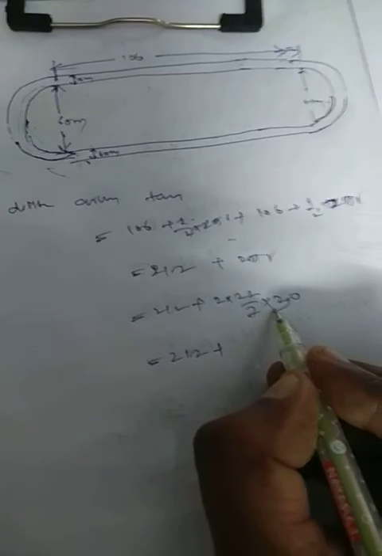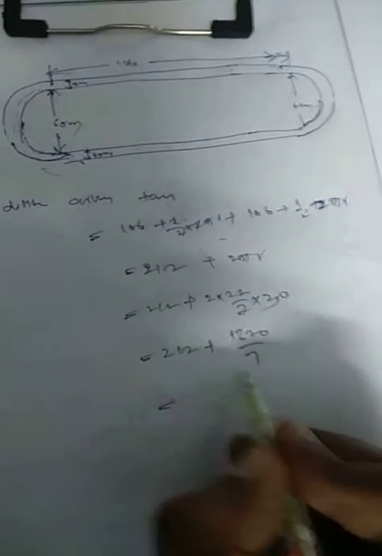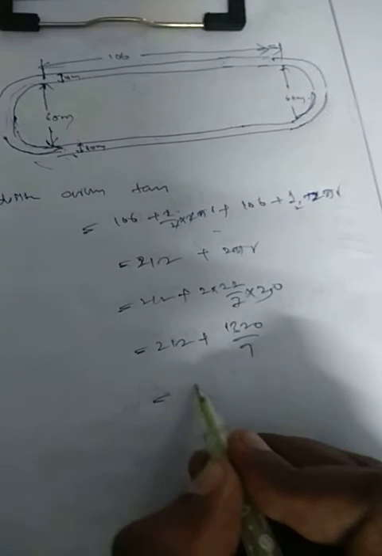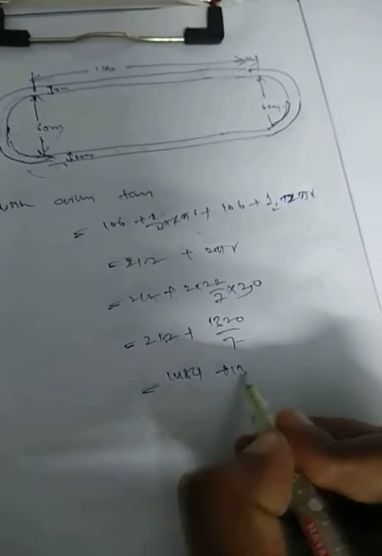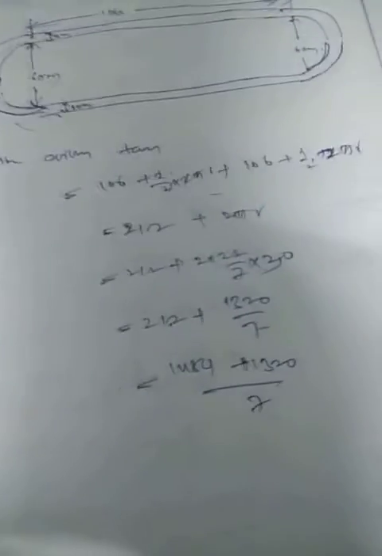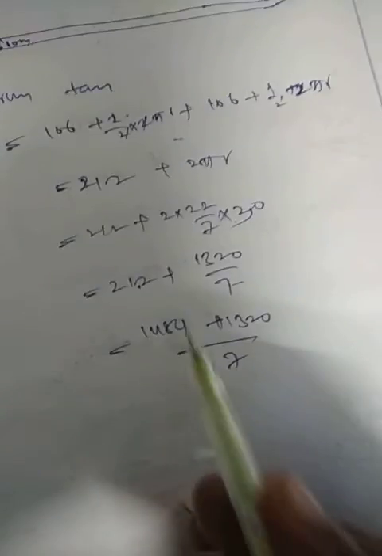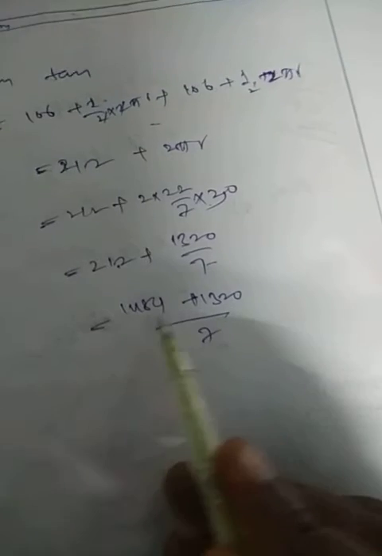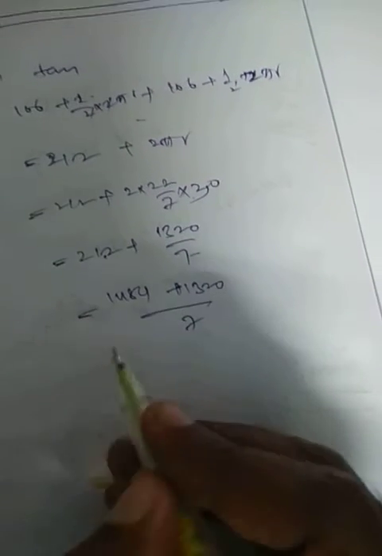22 into 2 is 44, 44 into 30 is 1320. So 1320 by 7. So 212 into 7 is 1484. Cross multiplying, 1484 plus 1320 divided by 7. If you add these two, what are you going to get? 1484 plus 1320 is 2804. So 2804 by 7.